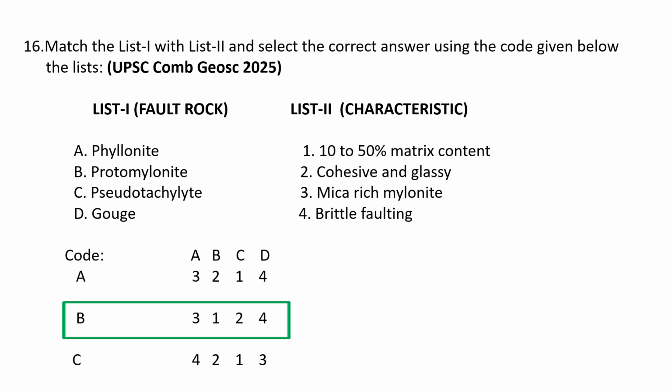So protomylonite consists of 10 to 50% matrix content. Protomylonite is a type of mylonitic rock that contains more than 50% porphyroclasts. It is a rock that is in the early stages of mylonitization.